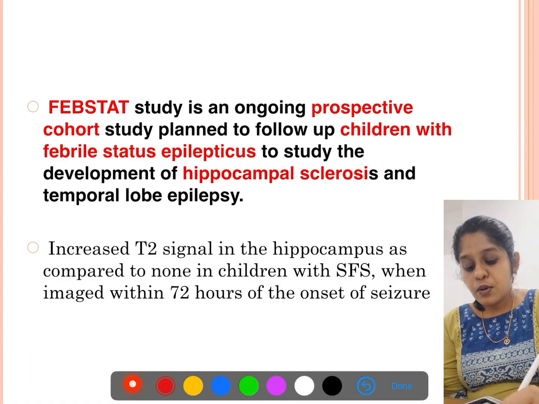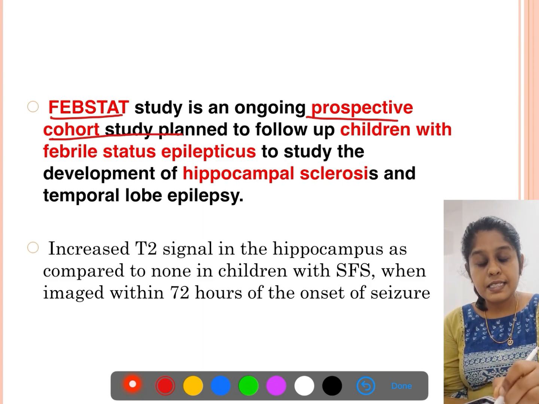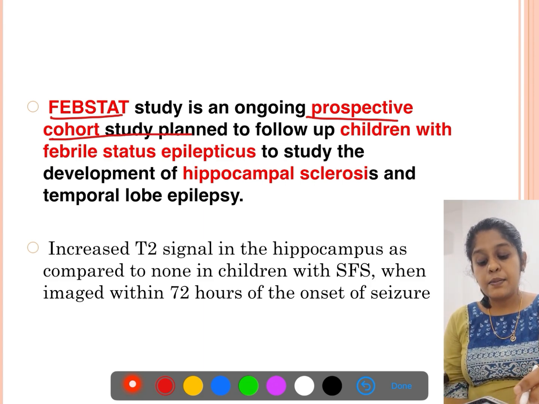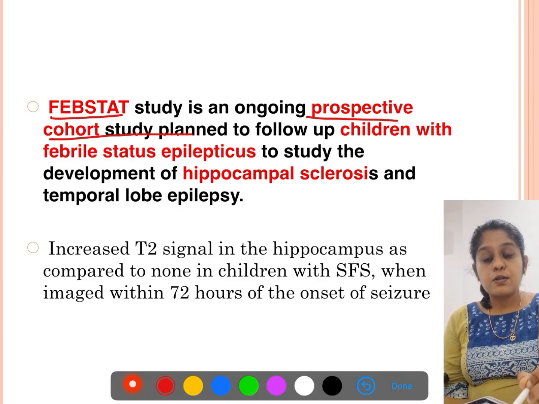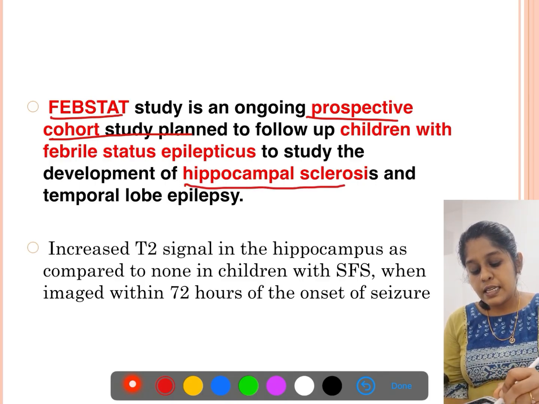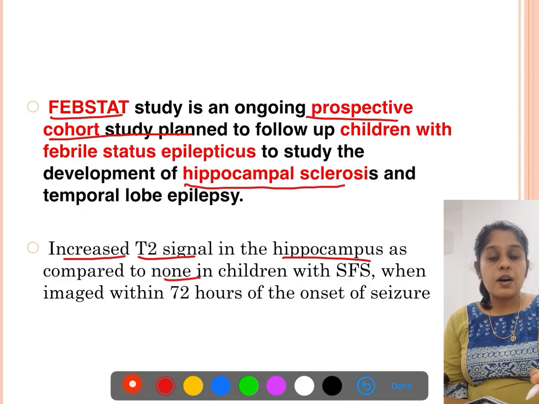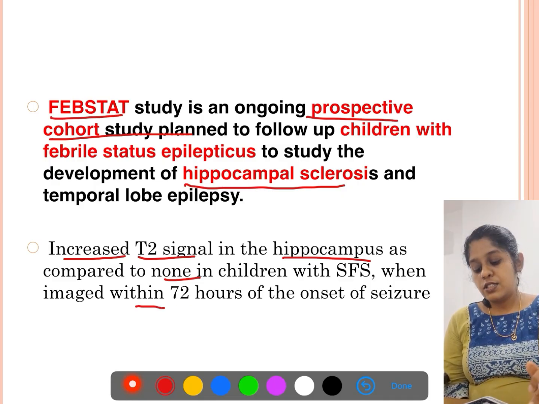It is a prospective cohort study planned to follow children with febrile status epilepticus to study the development of hippocampal sclerosis and temporal lobe epilepsy. In these children, there is an increased T2 signal in the hippocampus, as compared to none in children with simple febrile seizures, when imaged within 72 hours of onset of seizure.